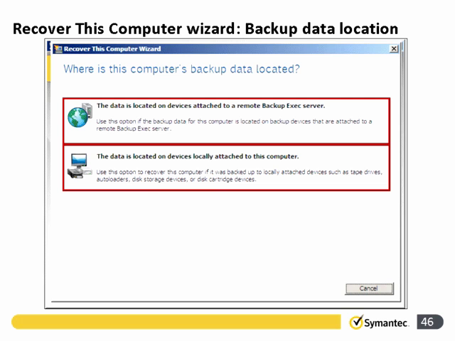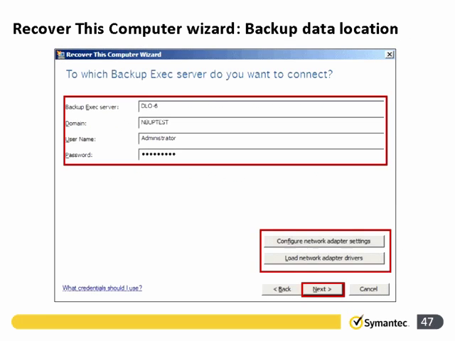So now we're ready to recover our computer. I have to tell it where the computer's backup data is located. So is it on a Backup Exec server, or is it on a tape drive that you have attached to this server or removable disk? If you are connecting to a Backup Exec server, you must provide the credentials to make a valid connection. You can also at this point load network drivers if you need to. So this is another location that you can use to load NIC drivers.